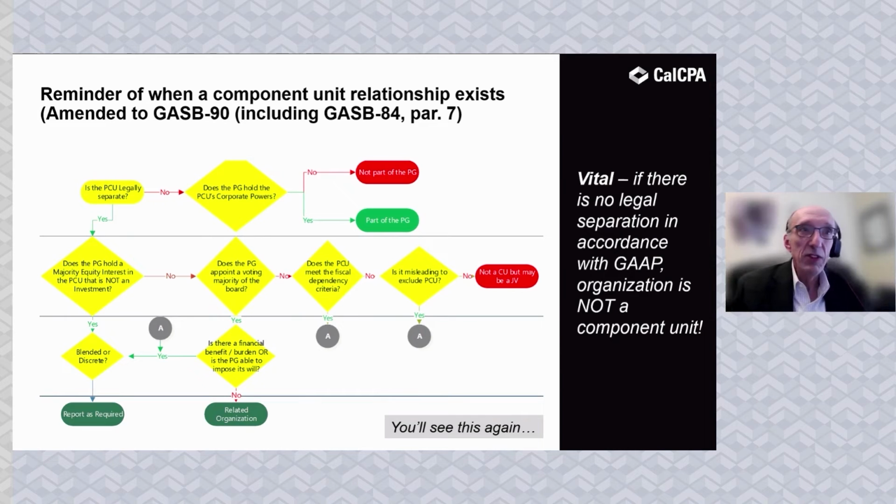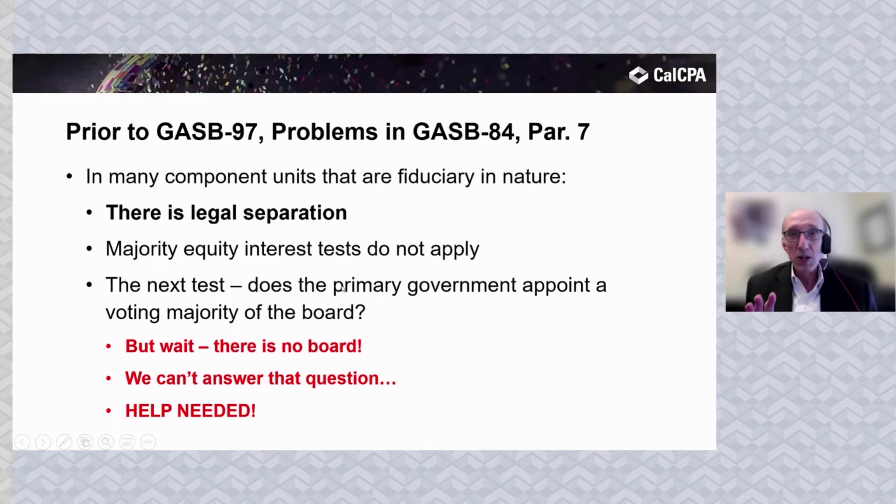Now, if there is a yes answer somewhere along the line, we're probably at a component unit relationship, and then we need to figure out if it's a fiduciary component unit or not. But we have a problem with GASB 84 and component units.